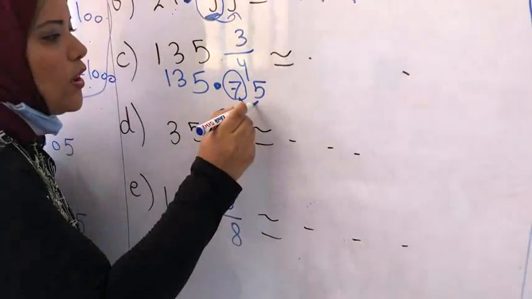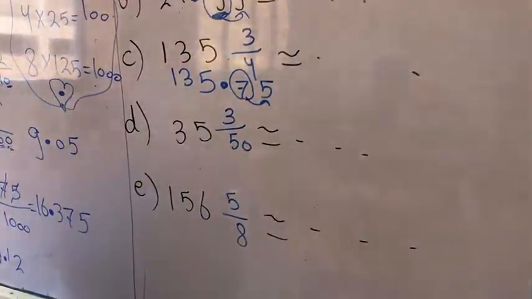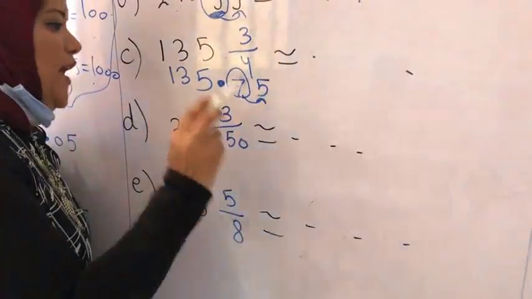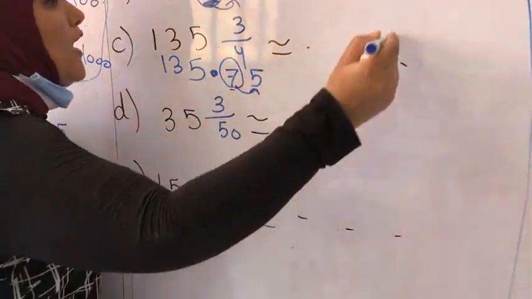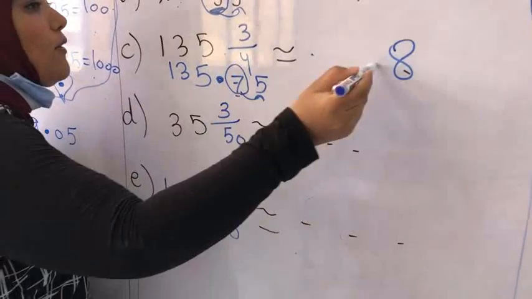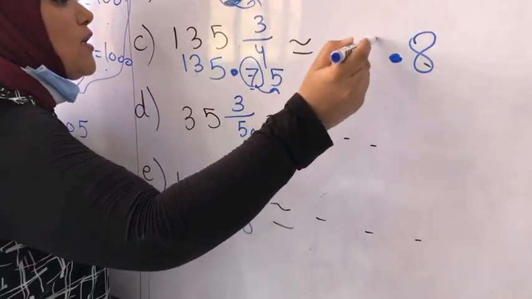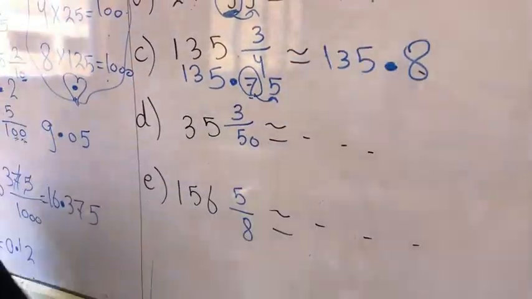So I will look to the previous digit. 5, rich or poor? Rich. Increase me by 1? Yes. So 7 becomes 8. And for the digits to the left, I will bring them down.